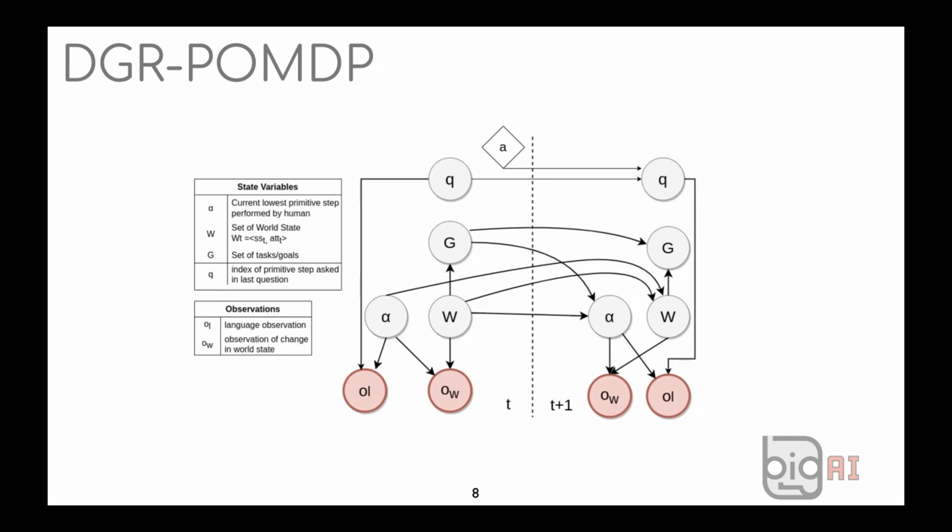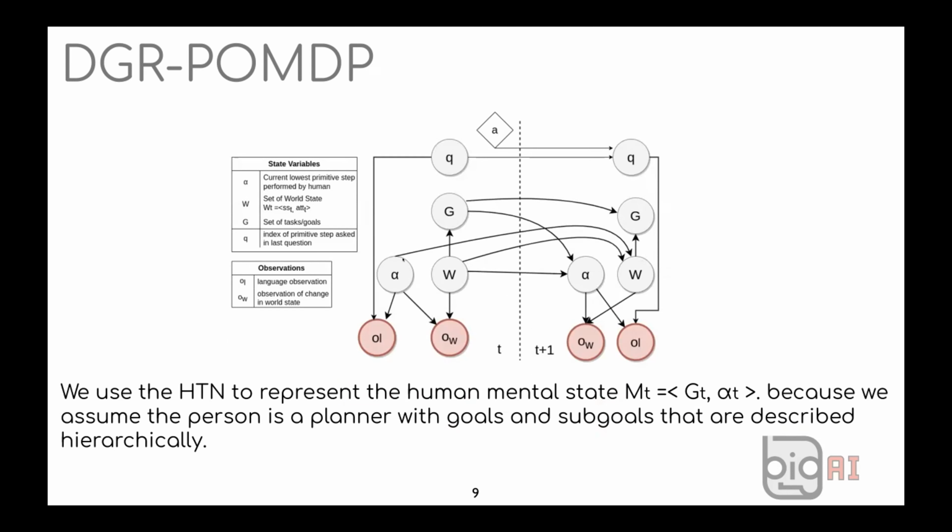We take advantage of the hierarchical task representation presented by hierarchical task networks. In particular, as a part of the hidden state variables of our POMDP framework, we represent the human mental state, which is M_t at any given time t. And M_t is composed of two further state variables: the human goal, the high level task that the human is trying to do, which we represent as G, and the lowest primitive action that the human is trying to do, which we represent as alpha.